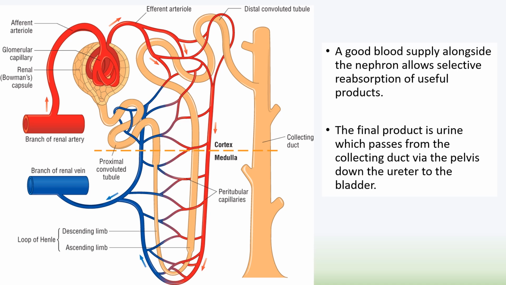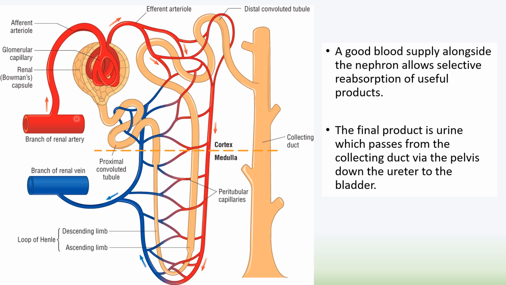Here's another picture showing you the nephron. This bit's called the Bowman's capsule, then the proximal convoluted tubule, and then you go from the cortex of the kidney down into the medulla for the loop of Henle, back into the cortex for the distal convoluted tubule, and then the collecting duct, which goes again from the cortex down to the medulla. Notice how many blood vessels are all wrapped around them, because this is essential for reabsorption.